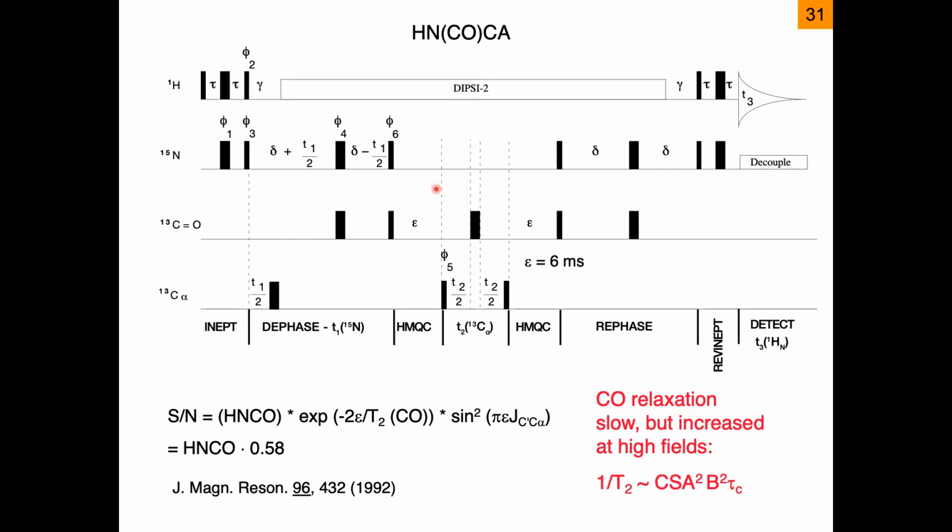Here, in this case, the transfer was done not by an INEPT, but by an HMQC. There, you don't have these additional 90-degree pulses and the 180s in the middle. This one is refocusing everything. I don't want to explain this in detail here, but you could do it as an HSQC as well. It would work equally well, more or less. And the efficiency is pretty decent, 60% of the HNCO for the numbers that I had used before.